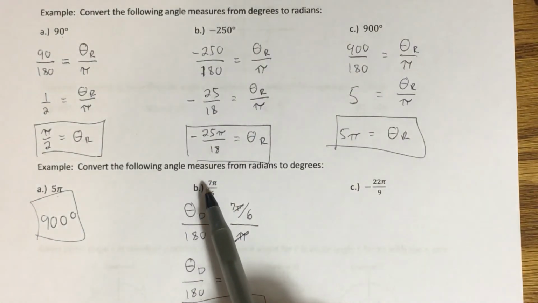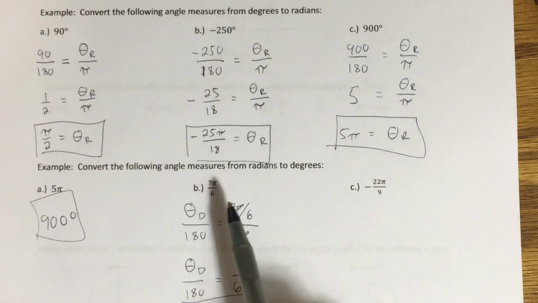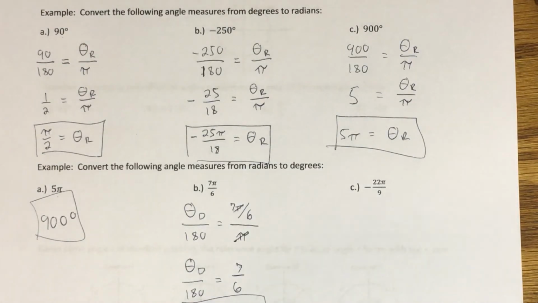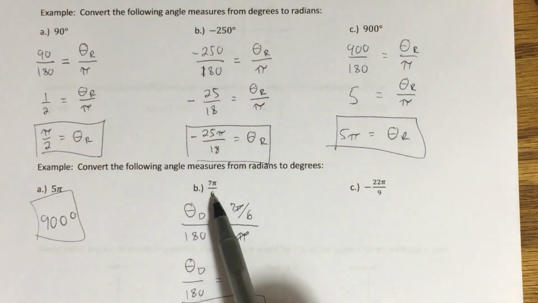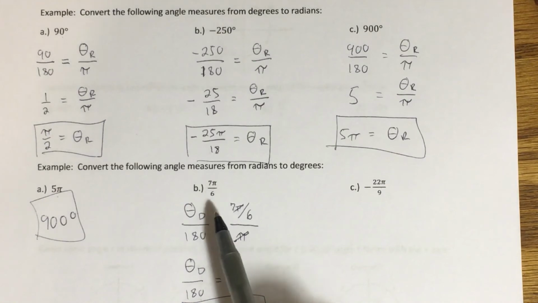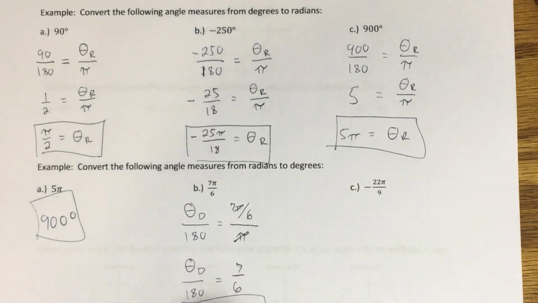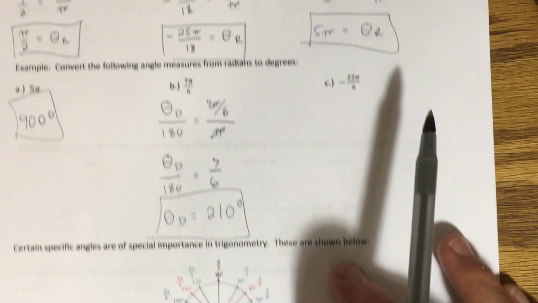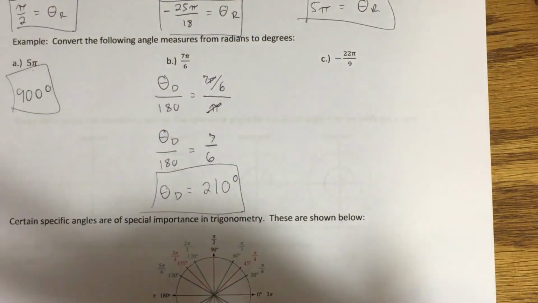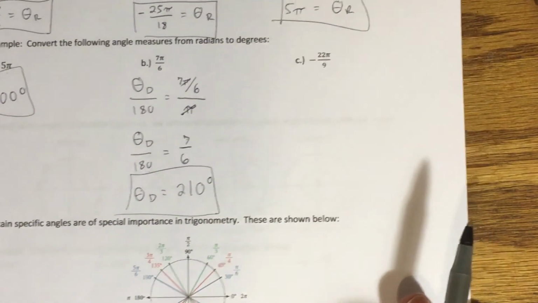Well, notice that 7 pi over 6 is just a little bit more than half a circle. And how do I know that? Well, pi radians would be a half circle. But pi radians is the same thing as 6 pi over 6, because that would simplify to pi. That means 7 pi over 6 is just a little bit more than pi, a little bit more than a half circle, or in degrees, a little bit more than 180 degrees. 210 is a little bit more than 180 degrees, so that feels like a reasonable answer to get. Okay, one more to go.